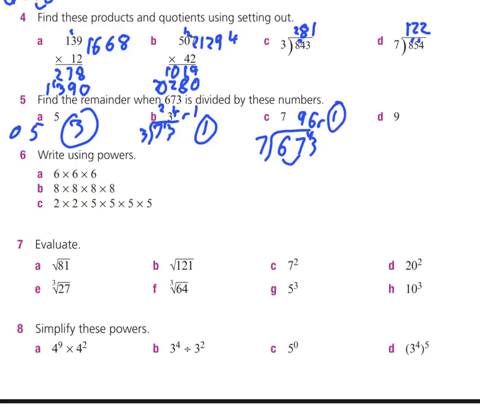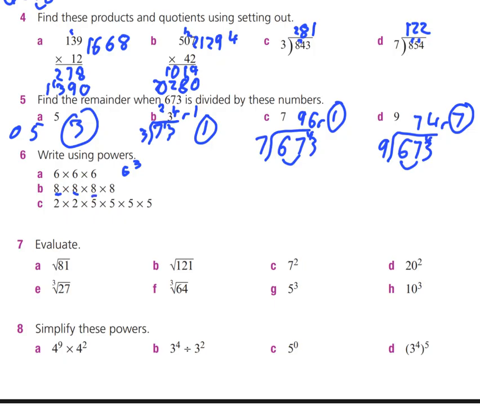And then when it comes to 9, we're going to do same again. 673 divided by 9. 9 into 6 doesn't go. 9 into 67 will be 7, remainder 4. 9 into 43 will be 4, remainder 7. 7 is the answer.